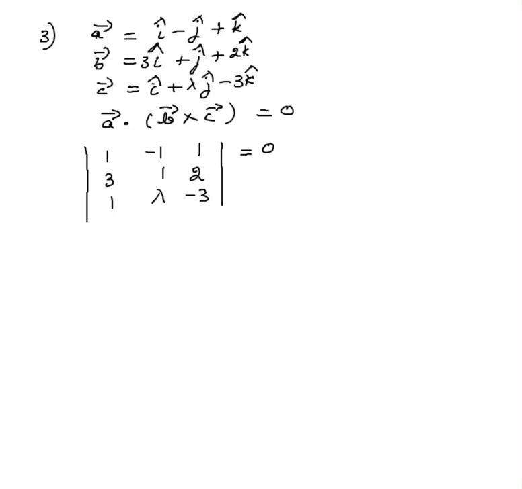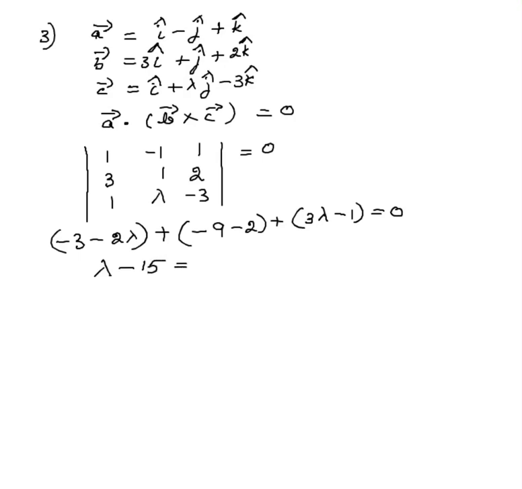We will expand the determinant. 1 into minus 3 minus 2 lambda, minus of minus 1 is plus 1, minus 9 minus 2, plus 1 into 3 lambda minus 1 is equal to 0. Minus 2 lambda plus 3 lambda is lambda, and minus 3 minus 11 is minus 14, minus 15 is equal to 0. Therefore, value of lambda is 15.